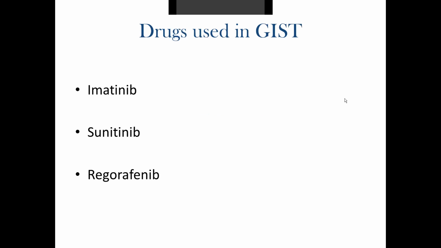Now let's look at the common drugs which are used in GIST. Imatinib is the first line of drug in GIST. Sunitinib is the second line of drug, and Regorafenib is the third line of drug in GIST treatment.